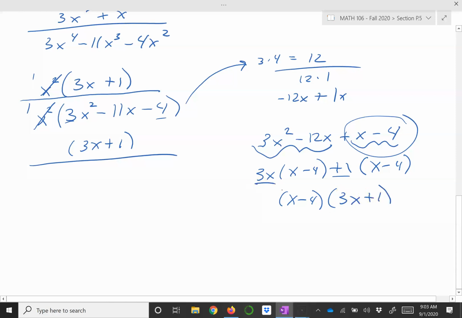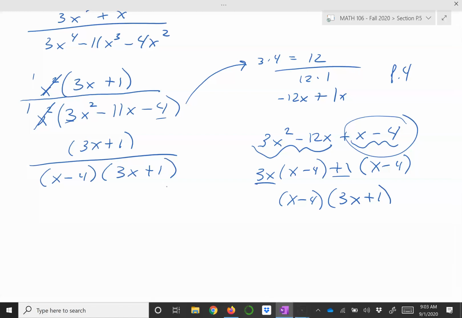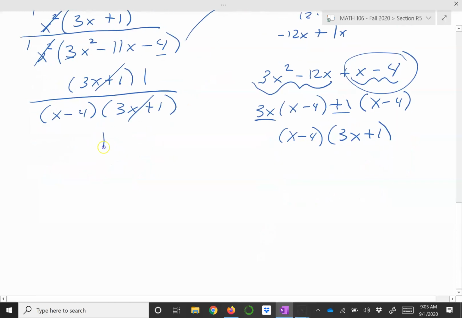Now I'm going to put that back into my rational expression in the denominator. So again, this is a section P4 thing, right? It's now factored, x minus 4 over 3x plus 1. All right, now you see there's a 3x plus 1 quantity in both the numerator and the denominator. Poof, they're gone. Now, that doesn't mean there's a 0 in the numerator. Don't get confused. That means there's a 1 here, right? So my final reduced expression is going to be 1 over x minus 4. Now, that's a rational expression I can work with.